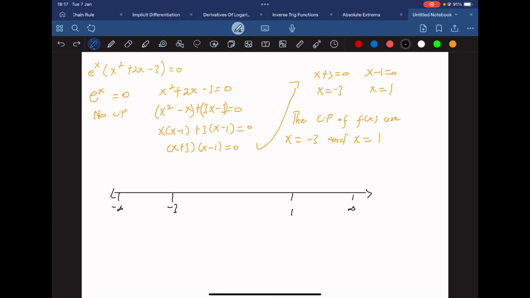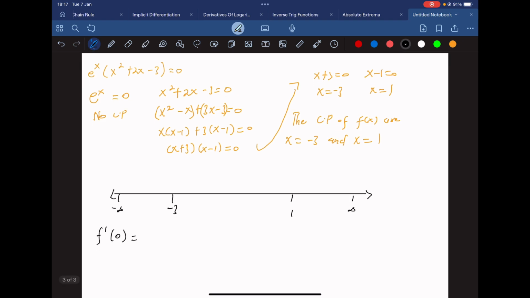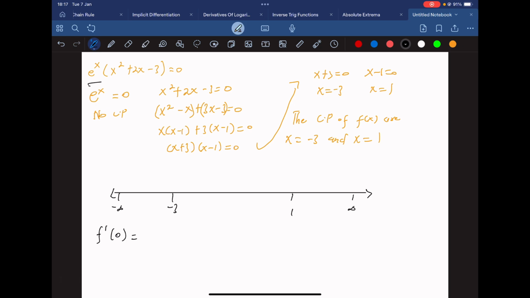If we select 0, remember, we are going to evaluate at f prime. So f prime of 0, f prime is what we had over here. We just have e to the 0 times (0 squared plus 0 minus 3). e to the 0 is 1, then we have minus 3 in the parentheses. If you simplify, you have -3. Since we have a negative number, it means that all the numbers between -infinity and -3 go down.